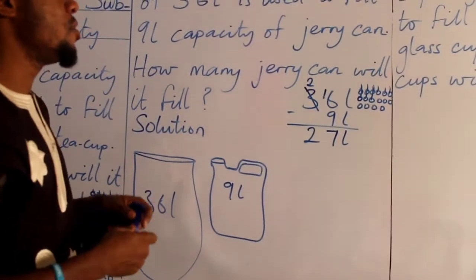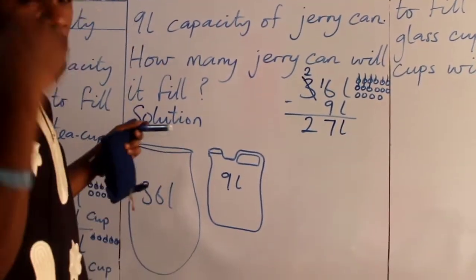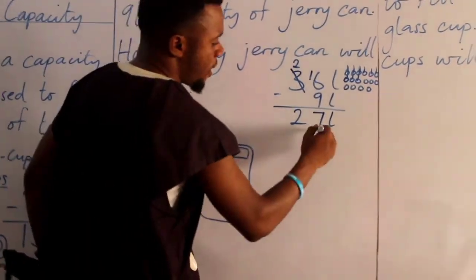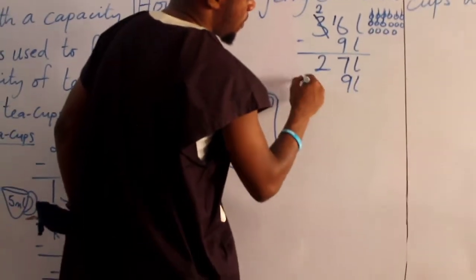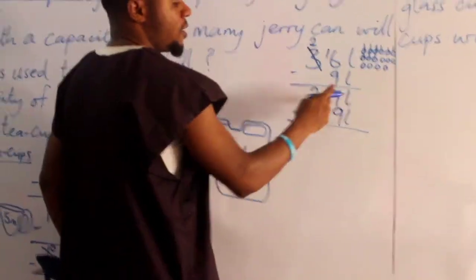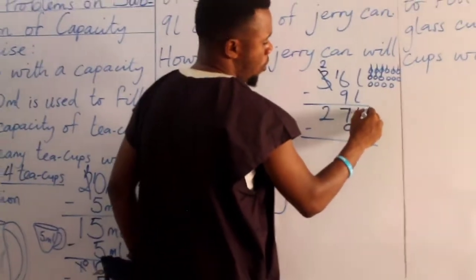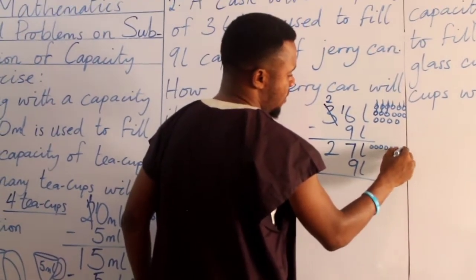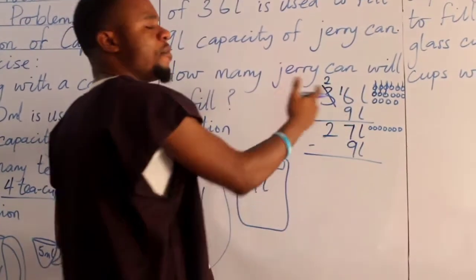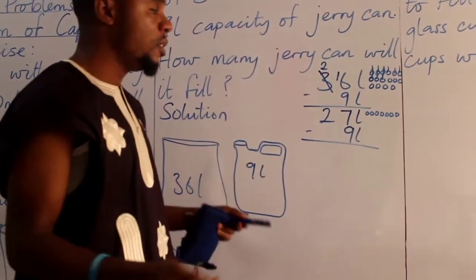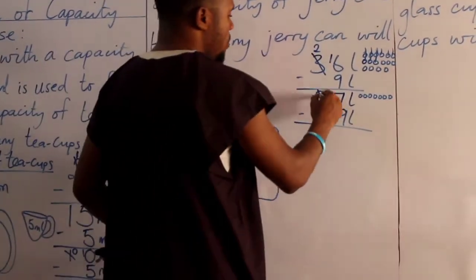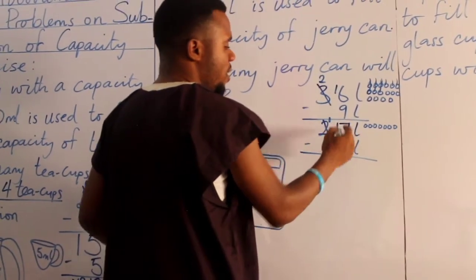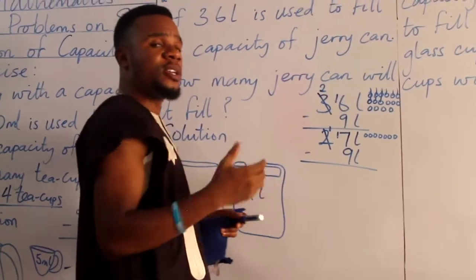Now 27 liters is remaining. So we keep what? Subtracting until we get to what? 0. So with your 9 again, you pour this in. 7 minus 9. 1, 2, 3, 4, 5, 6, 7. You cannot take out 9 from 7 because it's not possible. You what? You borrow 1 from 2. You have 1 left. And you give it to 7 to make it 17. To make it what? 17.